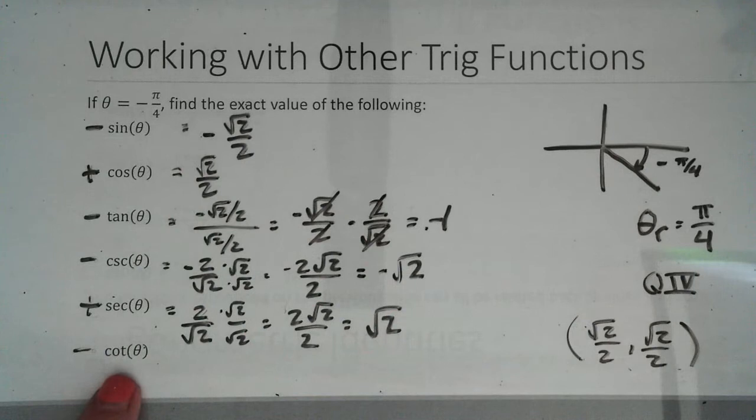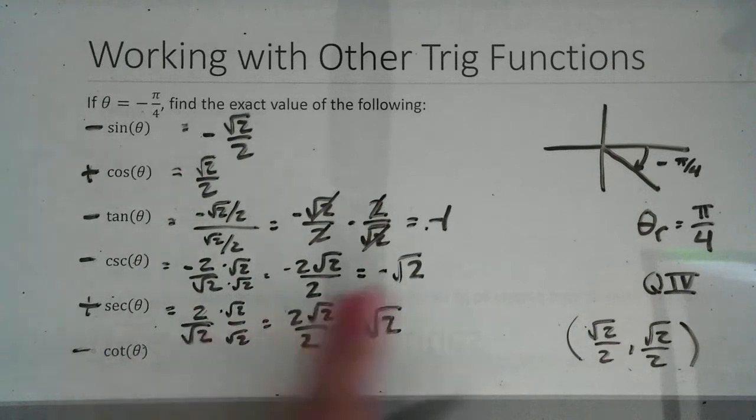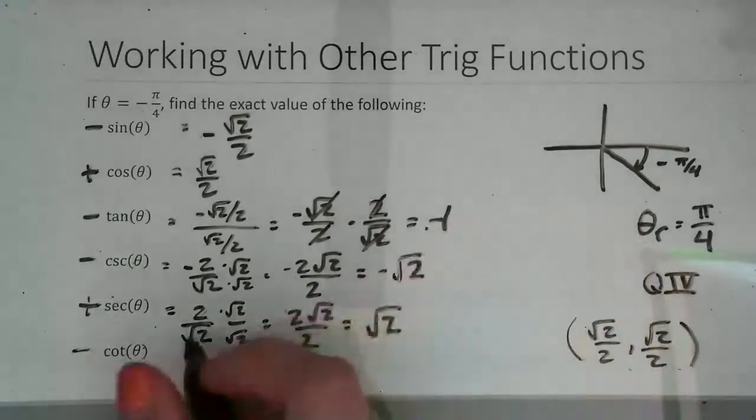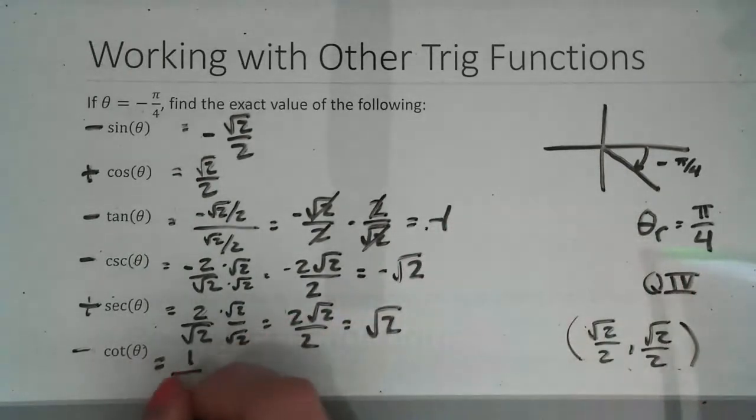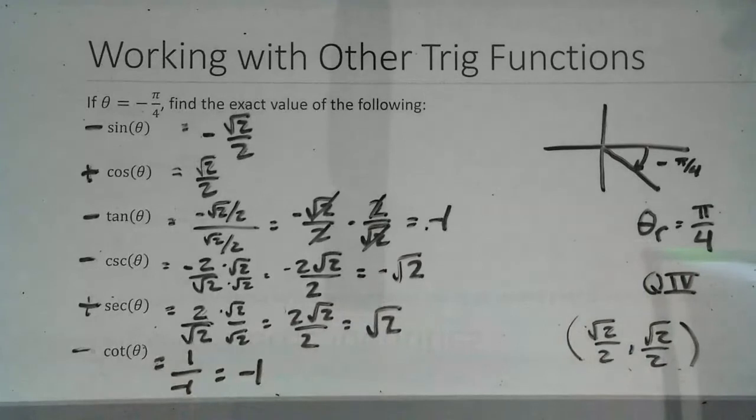Finally, we have the cotangent of theta, which is the reciprocal of tangent. So if I write that as 1 over negative 1, that's just negative 1. So the cotangent is also negative 1.